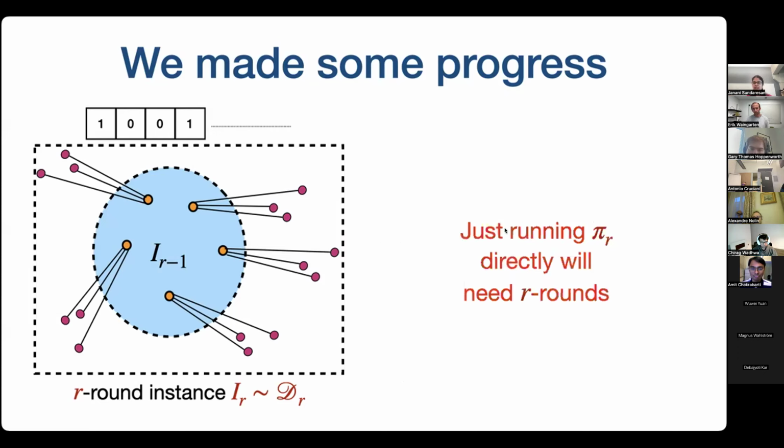But the main glaring issue here is if you're going to naively directly run this Π_R protocol, you will need R rounds, and you do not have a budget for this. You only have a budget of R minus 1 rounds. So what can we do to get around this? This is why the technique is called round elimination. We want to eliminate the first round somehow.